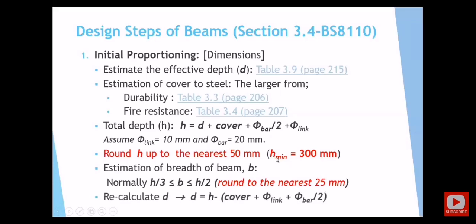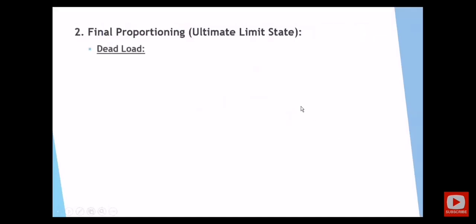Once you calculated the h, and because we rounded, we have to recalculate the d. Again, the d will be using the same equation here. You can take the d from the other side, it will be equal to h minus cover plus phi length plus phi bar over 2. By doing that, you finish the initial proportioning, you know the h, and also you know the beam. So you are ready now to go to the second step about final proportioning.